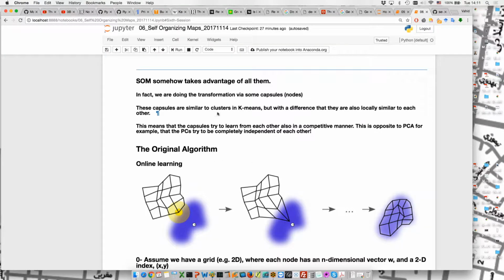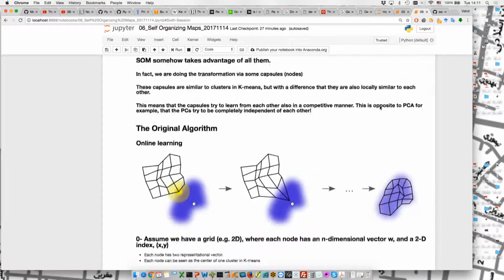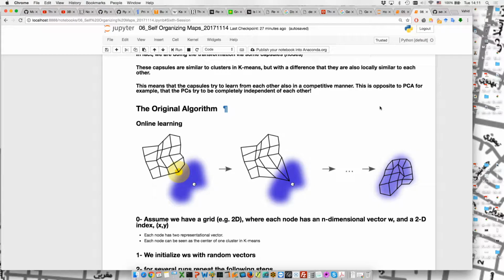These capsules are similar to the clusters in k-means, as I told you, but with the difference that they are also locally similar to each other. Compared with k-means, in k-means the centers of the clusters have no clue about the other centers, right? They don't know that there are others. But here with the SOM, we want to have another kind of correlation. So in principle, you have some kind of vertical and lateral similarity. Imagine k-means, but you train the centers in a way that they talk to each other as well. This is another way of talking about SOM.